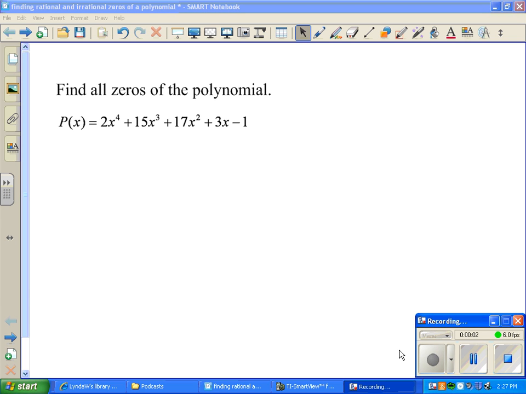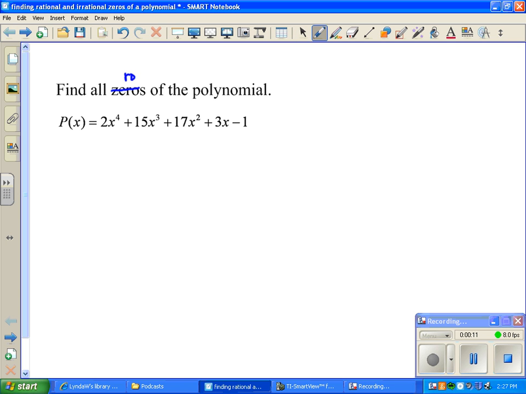The purpose of this podcast is to show you how to find the zeros of a polynomial function. Sometimes we call it finding the roots of a polynomial function. And it's just another way of saying we have a polynomial equation that we're trying to set equal to 0, and we're trying to find all the values of x that would make that equation true.